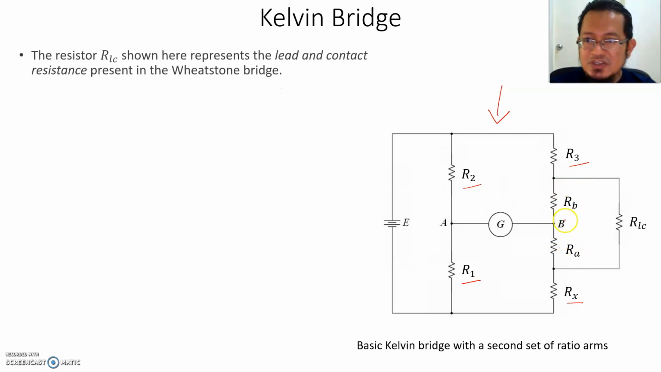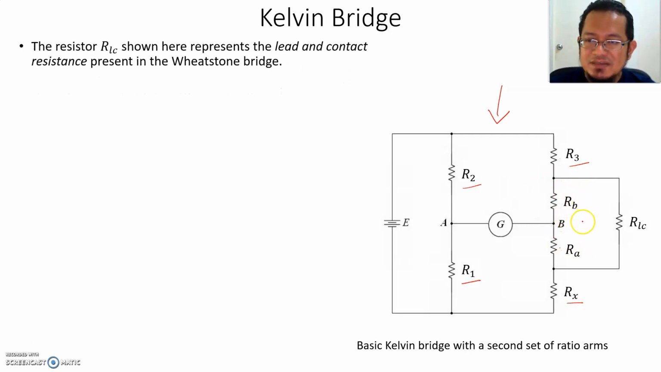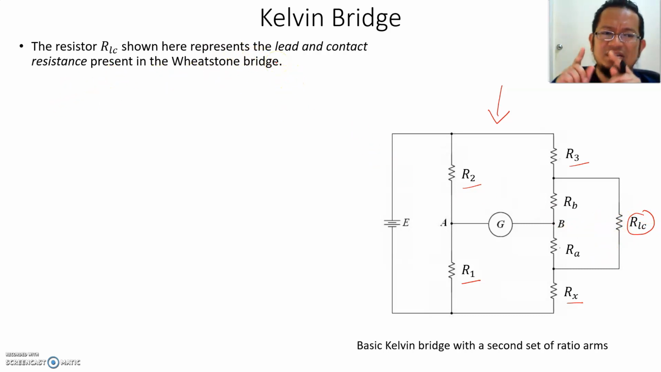The first thing I want to show you is that the resistor RLC here represents the lead and contact resistance present in the Wheatstone bridge. This is the contact, basically the wire where it connects from, let's say, the galvanometer to another resistor. The lead is basically the wire that connects from one point to another point. That also contains some resistance, a very small resistance. So you want to model that, to include that resistance in the circuit.